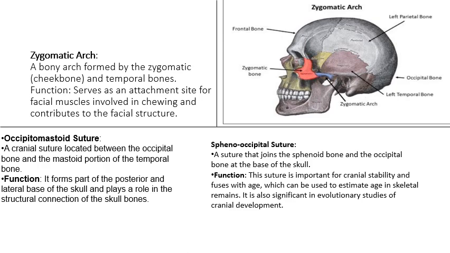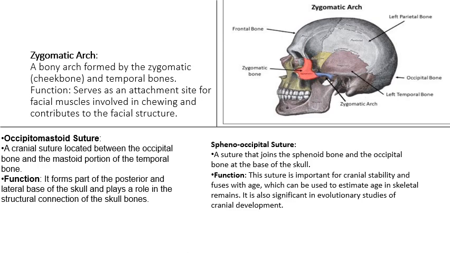Now, we will quickly go through the two major sutures in the Norma Basalis of the skull. Occipitomastoid. The occipitomastoid suture is found between the occipital bone, as you can tell from the name of the suture, and the mastoid portion of the temporal bone. This suture also contributes to the stability of the posterior and lateral base of the skull.